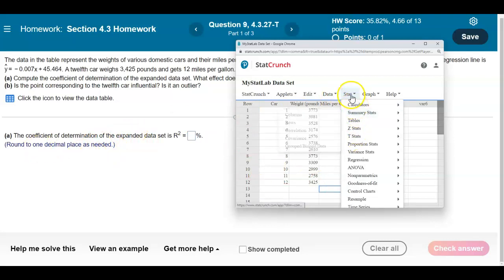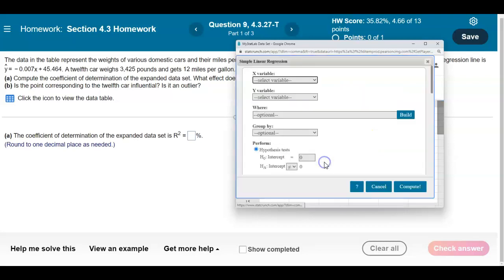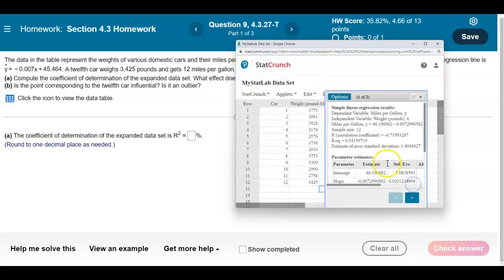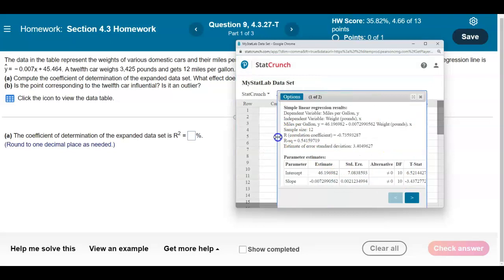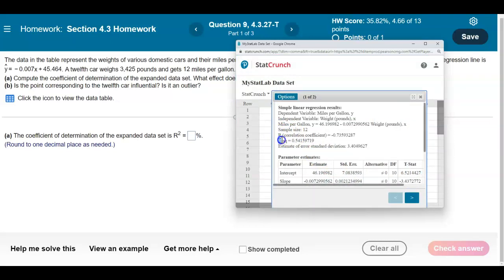We're going to round it to 1 decimal place as needed. So we're going to go to Stat, go to Regression, and go to Simple Linear. We make sure our x variable is the explanatory variable, which is weight in pounds, and the y variable is the response variable, which is the miles per gallon. Now let's select Compute and determine the coefficient of determination.